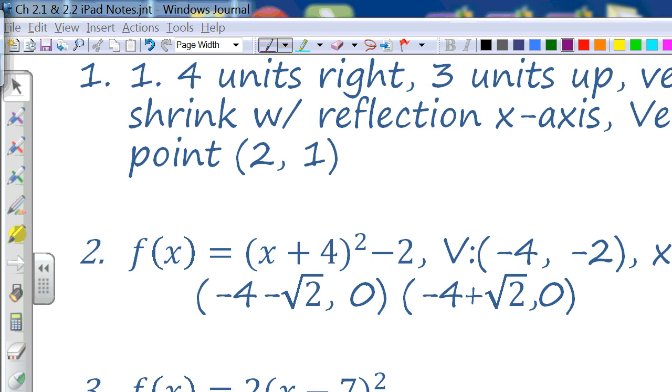Okay, this is the second half of the lecture. This is going to be the 2.3 portion. Here are the answers to our worksheet.